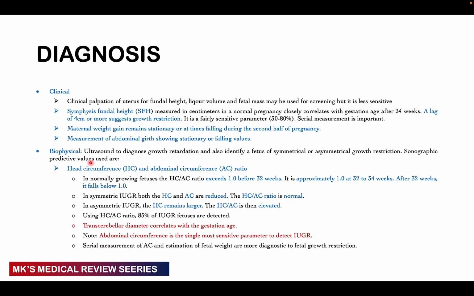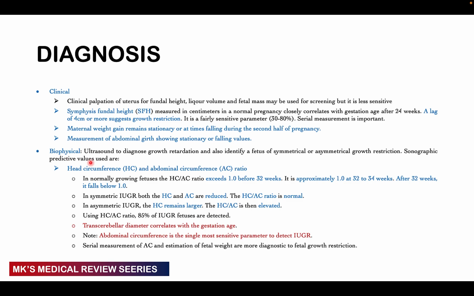So now, how do you make a diagnosis? So we may make a diagnosis based on a clinical assessment. So remember, clinical palpation, checking for the fundal height, the liquor volume, the fetal mass. This may be used for screening, but it's less sensitive. Your symphysiofundal height is what you're actually going to be looking at.